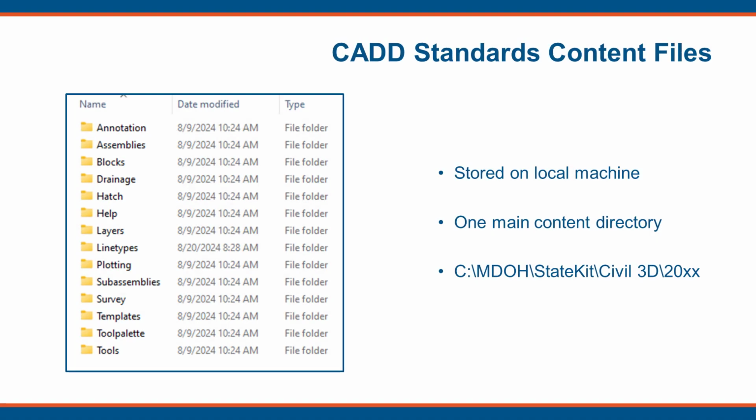All state kit CAD standards file content is stored on the local machine. Wherever possible, AutoCAD and Civil 3D standards and settings files are moved from the default Autodesk locations to a folder structure inside a single directory in the user's C drive MDOH folder, making the content easy to find. The state kit is also configured so that the content is available through Civil 3D presets and/or custom MDT commands, making CAD standards application in most cases transparent and automatic for the user.